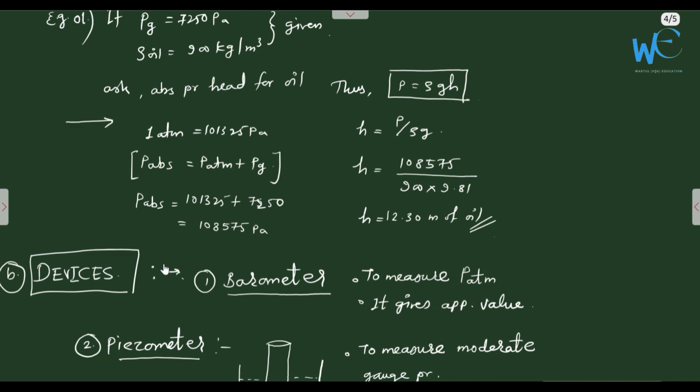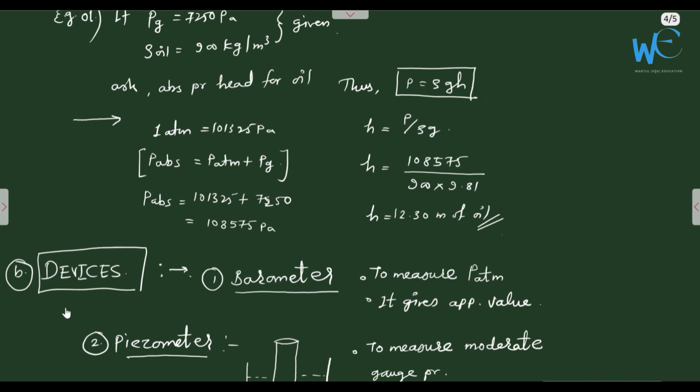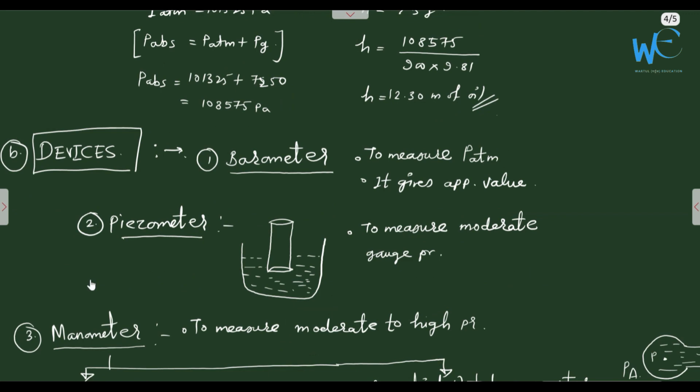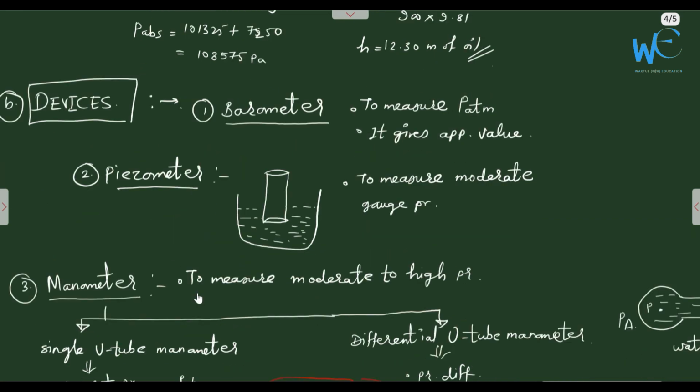So by all this, after studying, you will get to know very clearly when it comes to pressure measurement. And the last topic that remains is which devices we use to measure pressure. First one is the barometer. We use a barometer to measure atmospheric pressure only. Remember this.